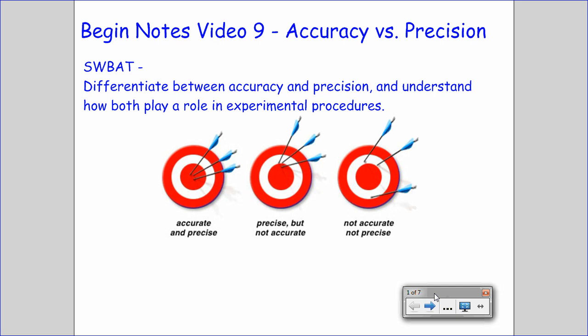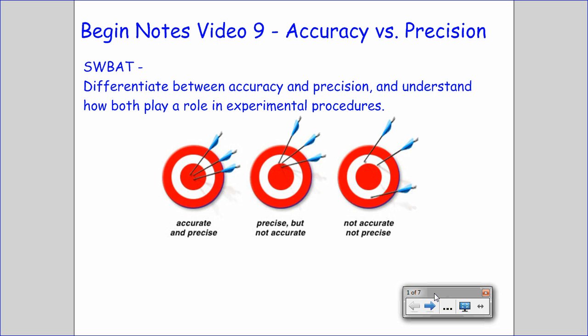In American language we kind of consider that they're the same, they're synonyms, but in science and chemistry accuracy and precision are not actually the same. They're kind of variations of the same concept. So students would be able to differentiate between the two different things, accuracy and precision, and understand how both of those play a role in experimental procedures.